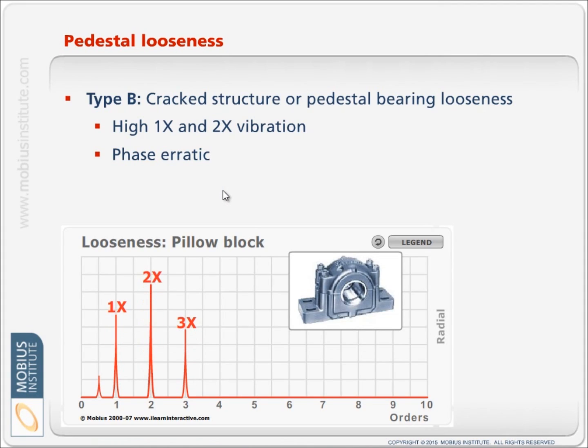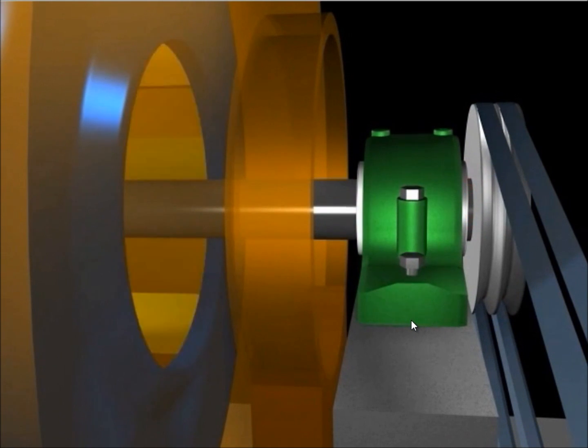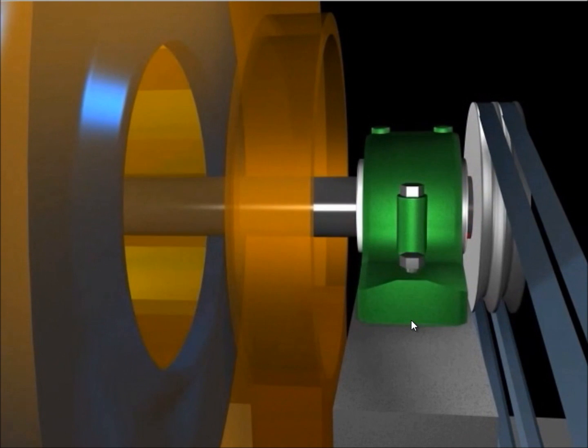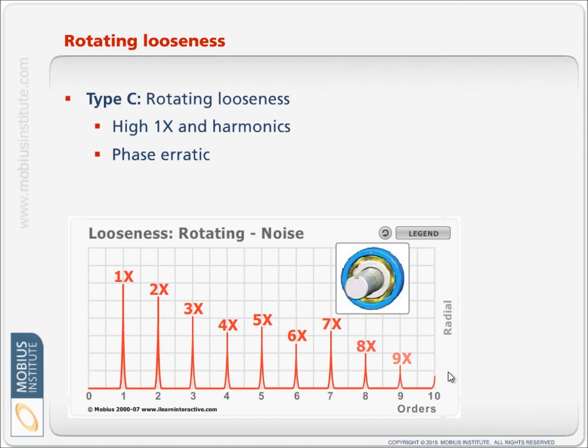Type B, on the other hand, is where we have a cracked structure or pedestal bearing looseness. It's specific to a type of machine and fault condition, but we will see perhaps some high 1x, maybe 2x, maybe 3x. The phase will be very erratic. So this is the type of situation we're looking at, where the pedestal bearing is loose and it's able to move up and down. In this case, it's not impacting, otherwise we'd have a lot more harmonics. It's just free to float up and down. We might see it more like this, but no impacts.